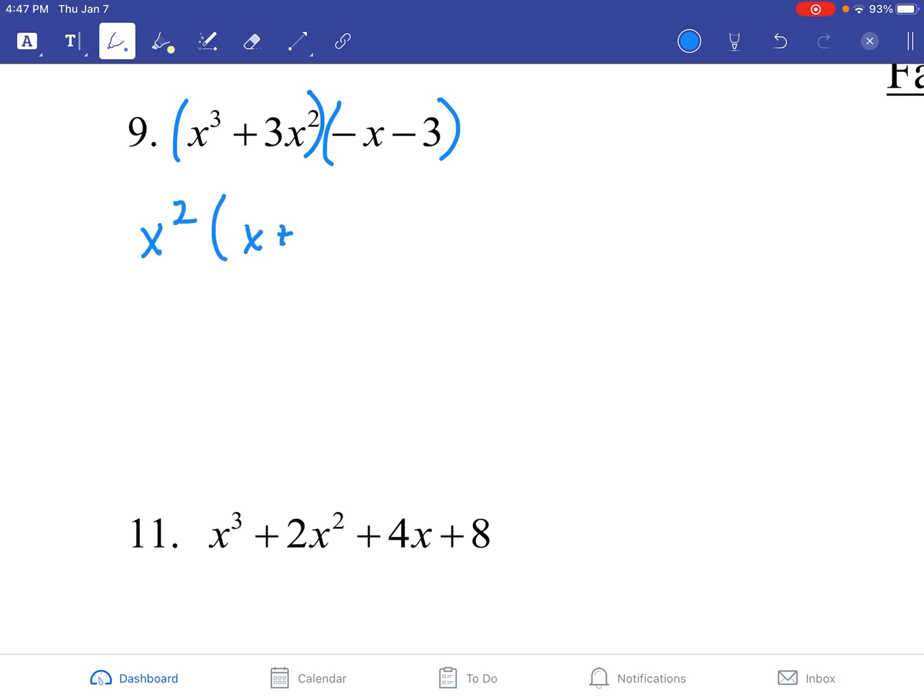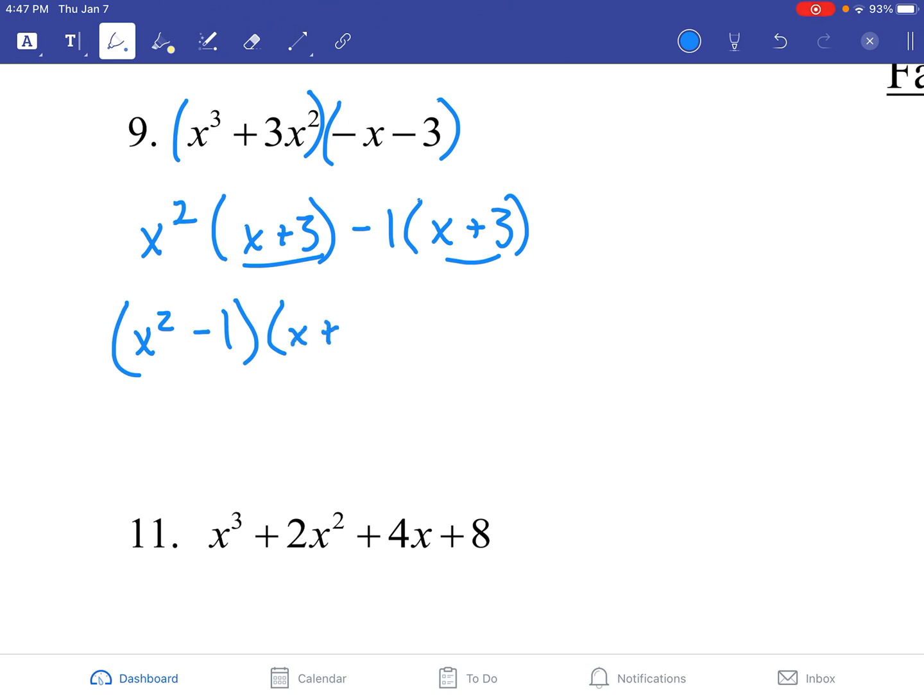We're left with x plus 3. In the second set of parentheses, we have negative x and minus 3. We can take out a negative 1, so we have x plus 3. So just like advanced factor by grouping, these two sets of parentheses should be the same. If they're not, you've done something wrong. We can then take the terms out in front, so x squared minus 1 and x plus 3.